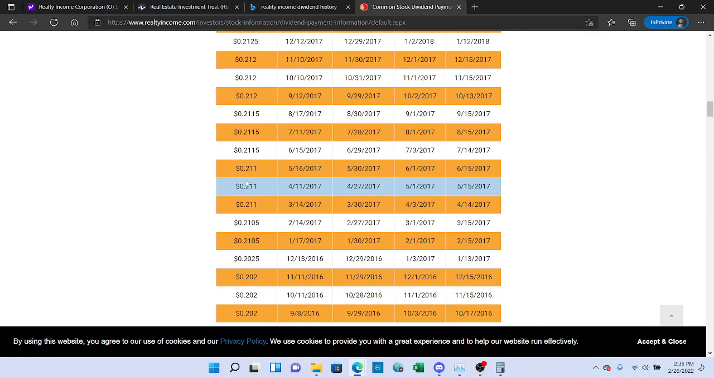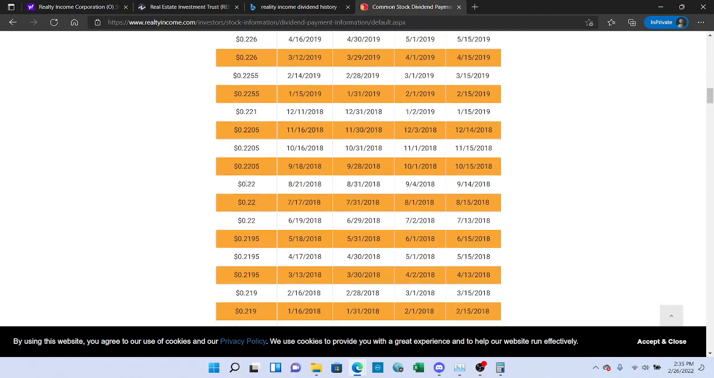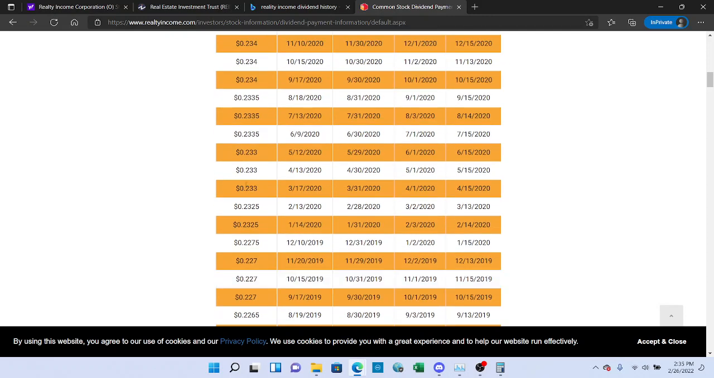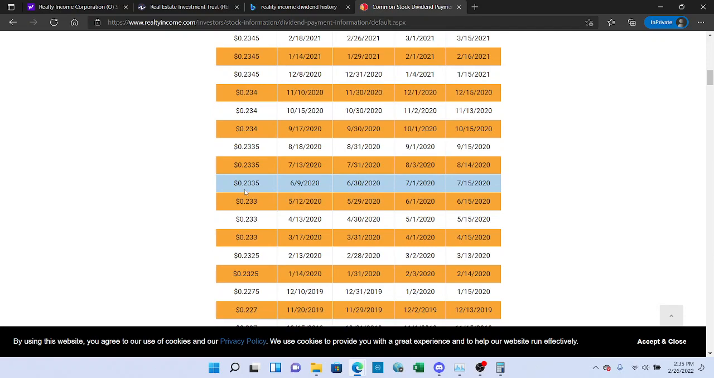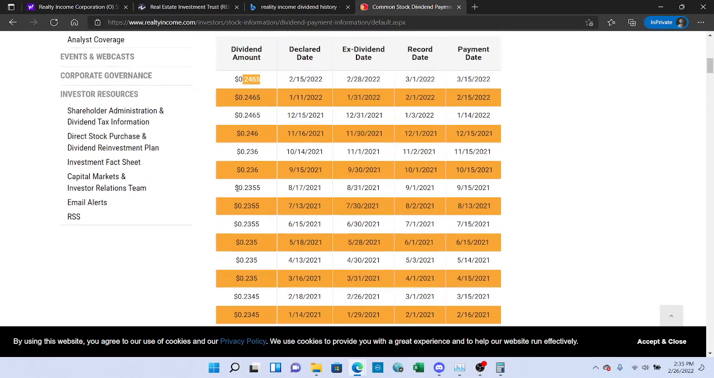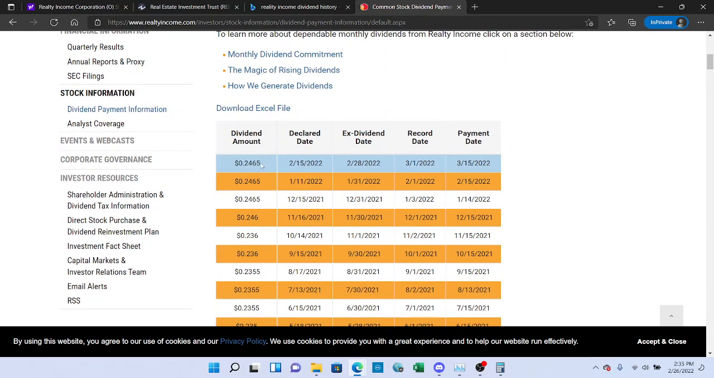Or if they're a good company, they're just increasing dividends so fast because they're earning so much money and they're just rewarding shareholders. So you can kind of see how this dividend has evolved over time. It's basically doubled since the 2011 area. And finally, we're right here and we're paying about 24 cents every month.